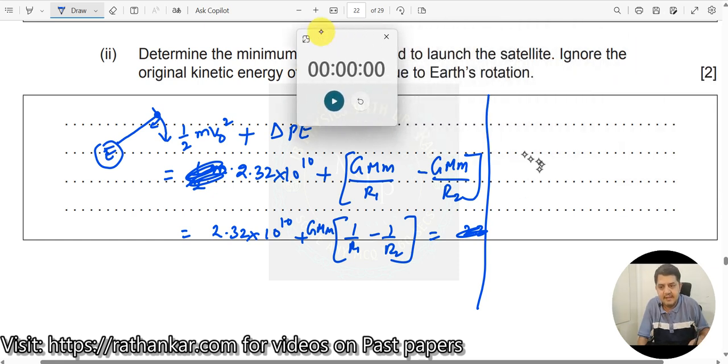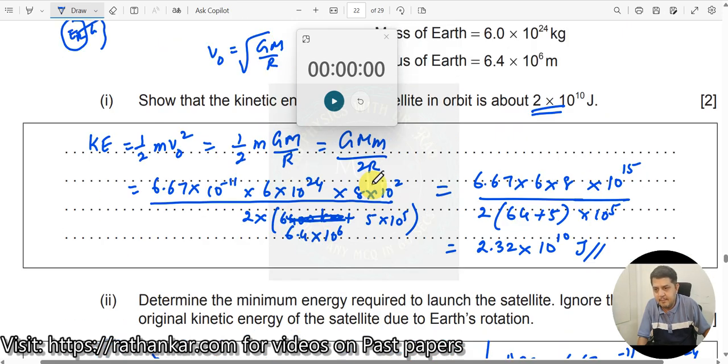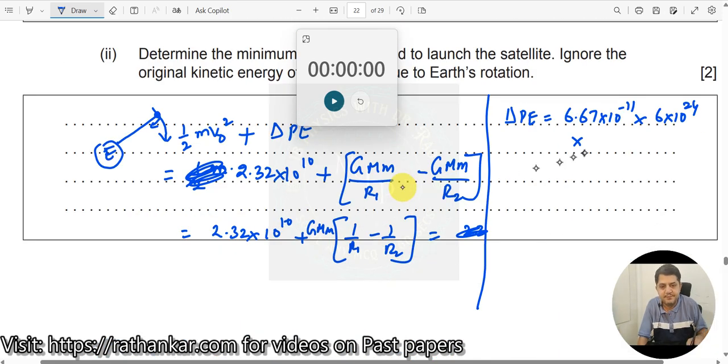space. I'll just write delta potential energy is equal to 6.67 into 10 to the power of minus 11 into 6 into 10 to the power of 24 into the mass of the satellite. What's the mass of the satellite we used? Mass of the satellite is 8 into 10 square, multiplied by 1 by R1. What is 1 by R1? 1 by 6400 kilometers, which is the radius of the earth.